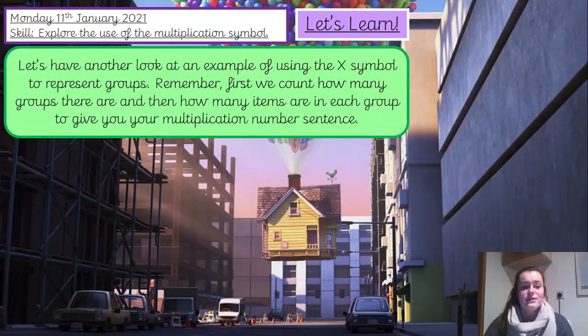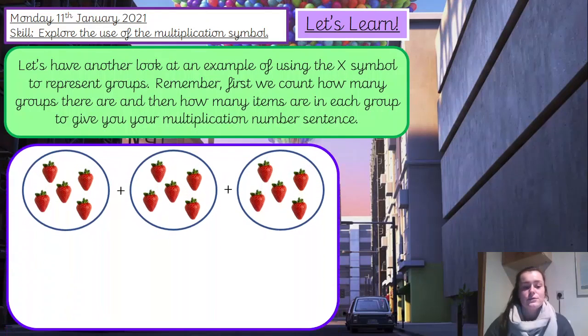So let's have a look at another example using the multiplication symbol to represent groups. So remember, first we count how many groups there are, and then we count how many items are in each group to give you your multiplication sentence. So see if you can just have a quick go at this one. You don't need to write anything down, just have a chat with whoever you're with. Pause the video, and can you figure out the multiplication number sentence for these strawberries?